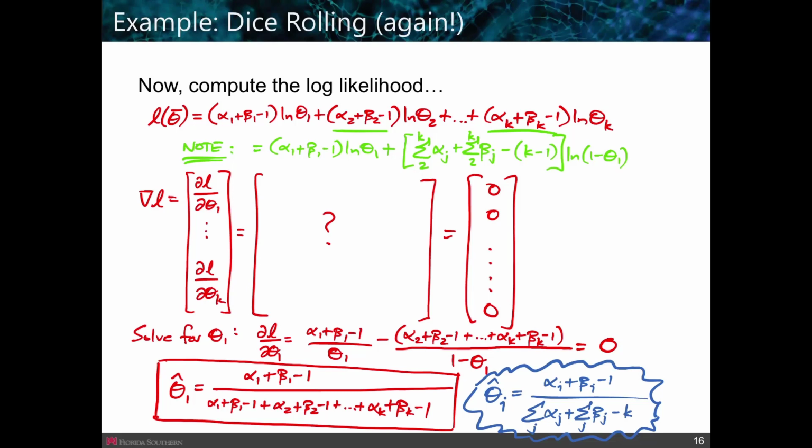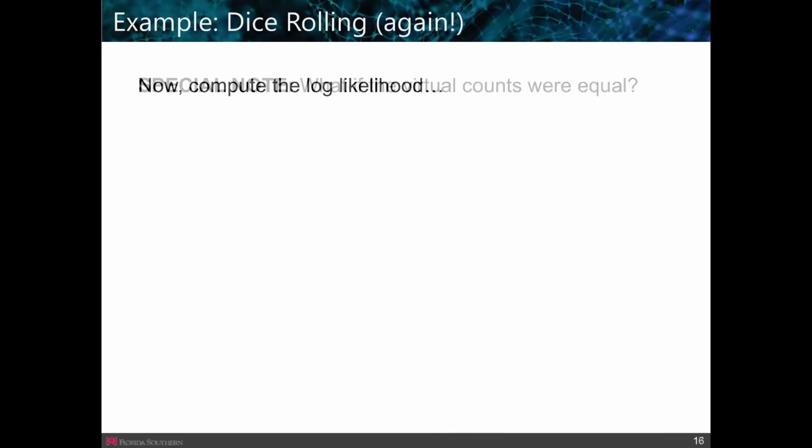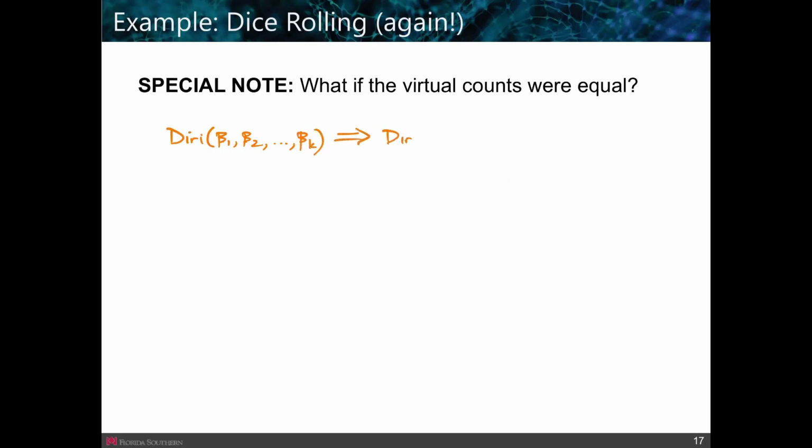So what if we did something similar to the MAP estimate for the binomial case, where we let all the virtual counts be equal? Typically, our notation for Dirichlet of beta 1, beta 2, all the way up to beta k, we will frequently set this equal to Dirichlet of 1 plus beta, where I'm just using beta as a constant here. Notice that they're all 1 plus beta.